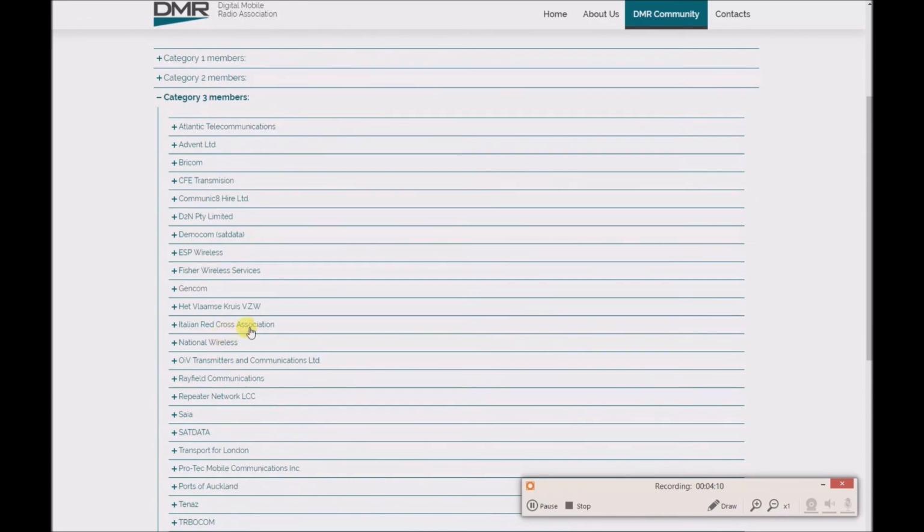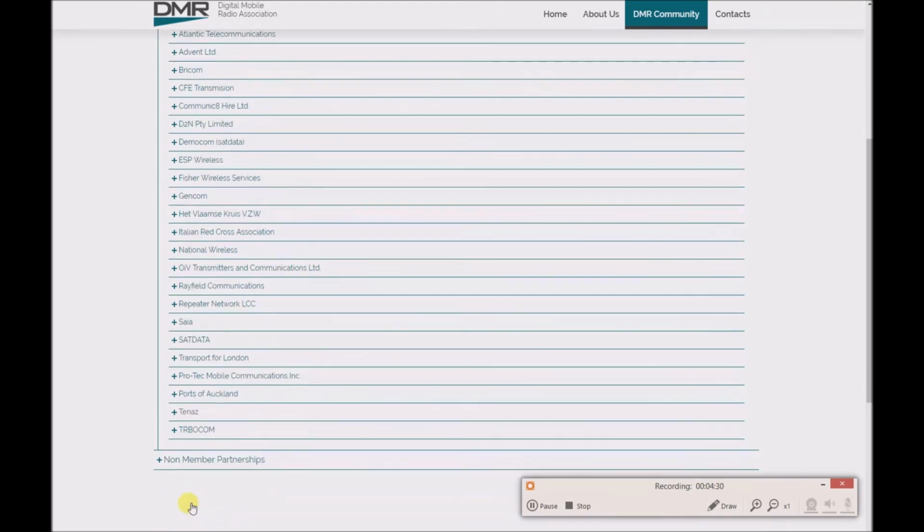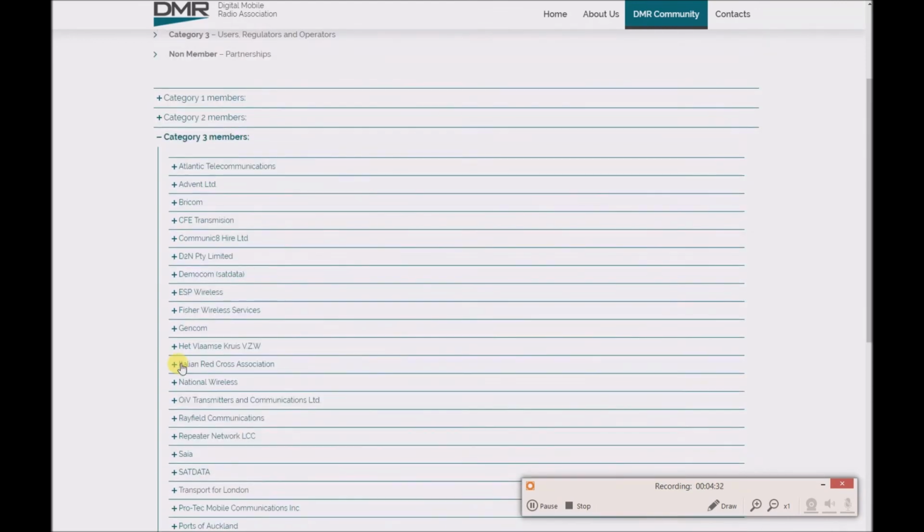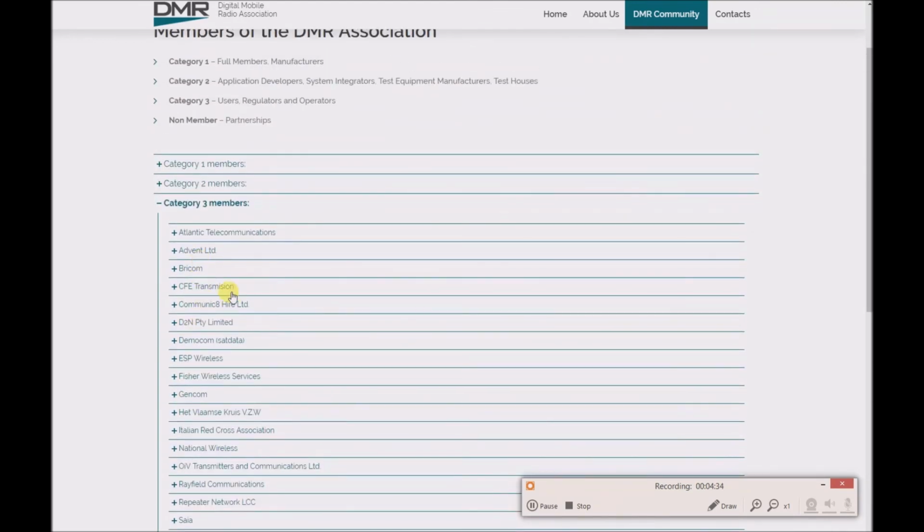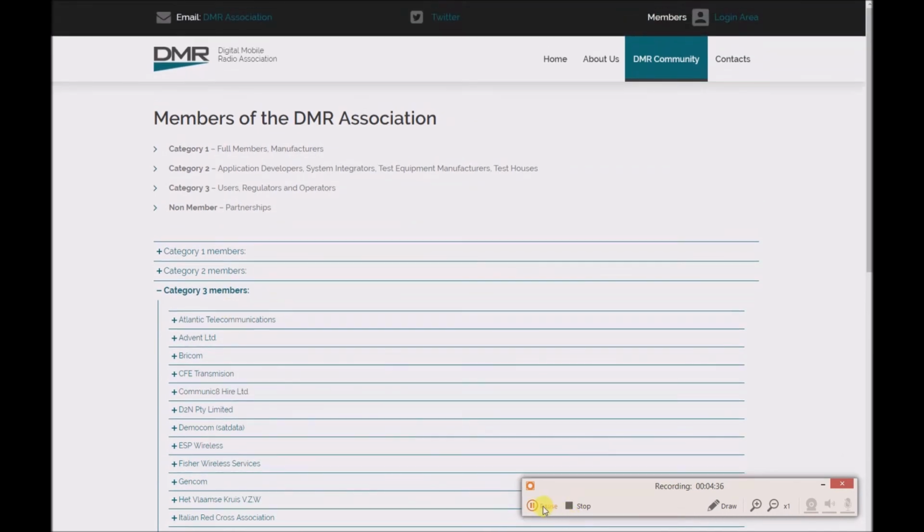Italian Red Cross Association, Atlantic Telecommunications, SAT Data, Ports of Auckland. I better write them an email. Use that email that was provided to add my YouTube name to this list of Category 3 members. Although I don't know if there's membership dues, I probably can't afford them.